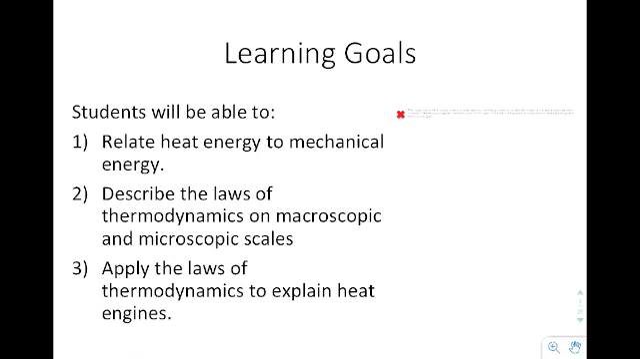The first one is that students will be able to relate heat energy to mechanical energy. And they'll be able to describe the laws of thermodynamics on both a macroscopic and a microscopic scale. And that they'll be able to apply the laws of thermodynamics to heat engines.